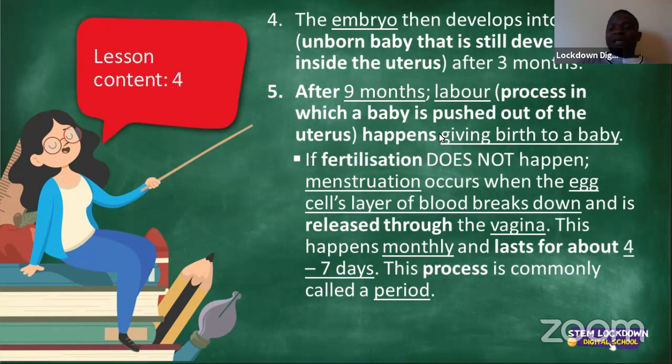Step number 5 in my summary of how human reproduction happens in human beings. After the 9 months, we will then have a process that is called labor. Now, labor is obviously when the baby comes out or when the baby is pushed out of the uterus. So basically, in a nutshell, labor is giving birth.